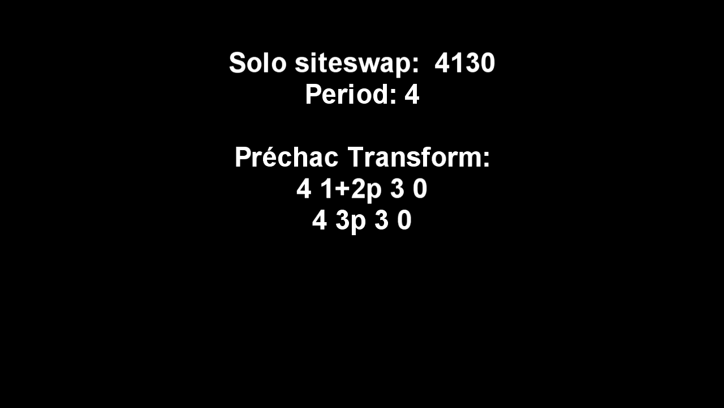In this case, we took the solo pattern 4-1-3-0 and added half of the period, 4 divided by 2 equals 2, to the 1. We then put a p on it, so it became 4-3p-3-0.